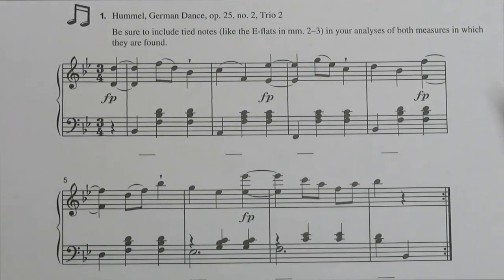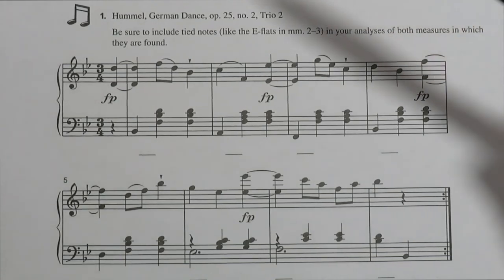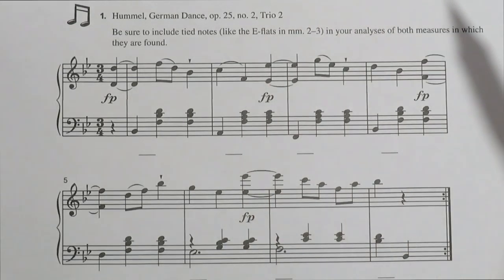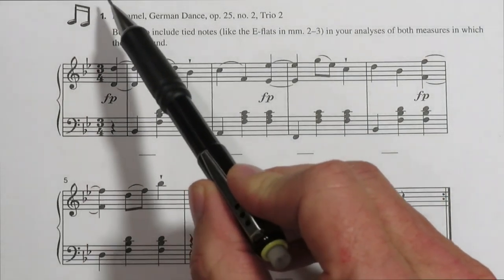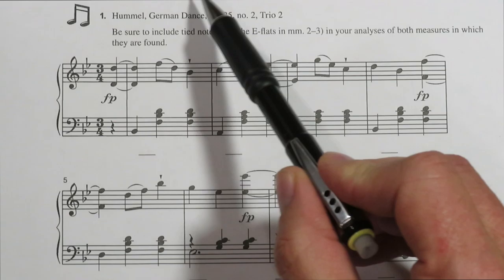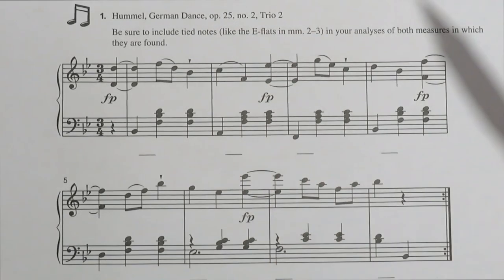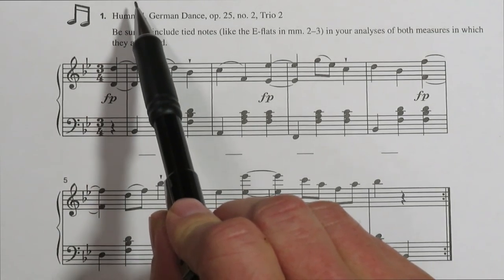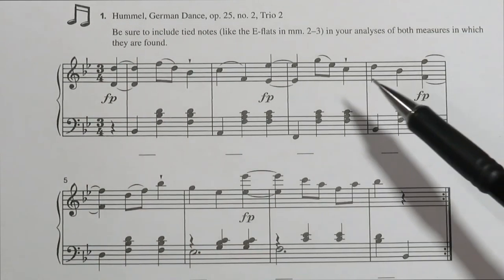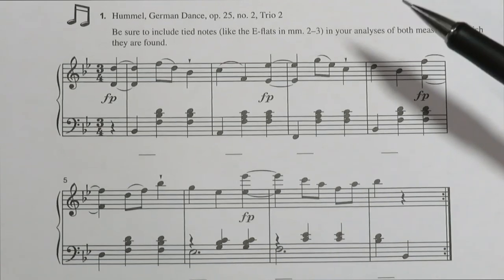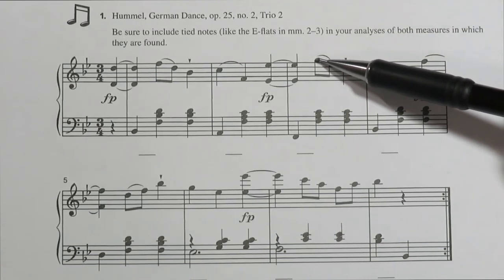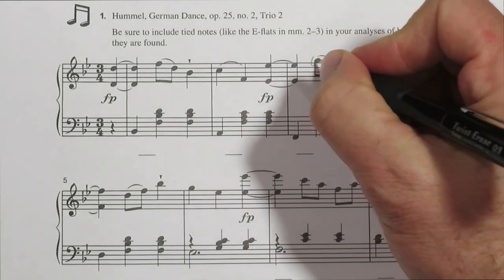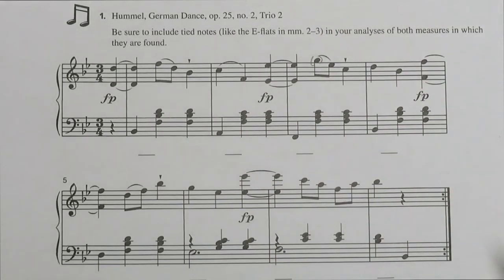Okay, so here we are in part C. And we're to do an analysis, and we're to put Roman numerals in the spaces provided, making sure each Roman numeral is of the correct type and includes a bass position symbol if needed. Okay, so for the purposes of this exercise, ignore the G5 in measure 3. Okay, so we're going to be ignoring this note. Okay, so I'll just put that in parentheses right now.